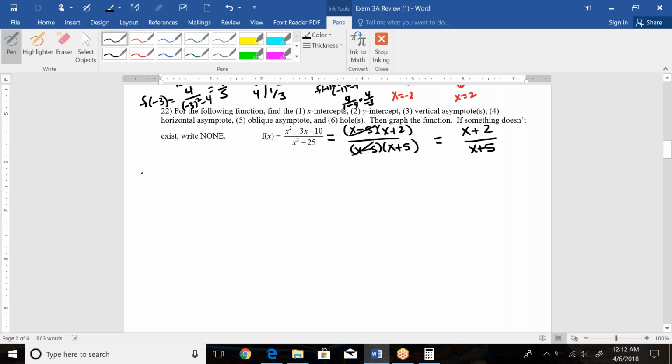So we need to find our x-intercepts, the y-intercept, the vertical asymptote, horizontal asymptote or oblique, depending on which one exists, and holes.